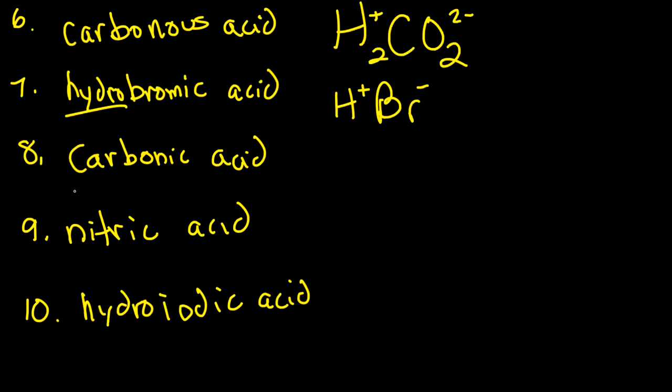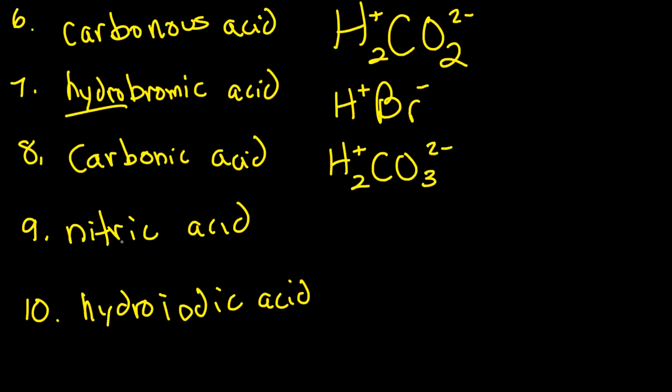Next up, carbonic acid. No hydro, that means ternary. Got my hydrogen in the front. Carbonic came from carbonate. Carbonate is CO3 with a -2 charge. These charges don't match. I slide this 2 down. So carbonic acid is H2CO3.